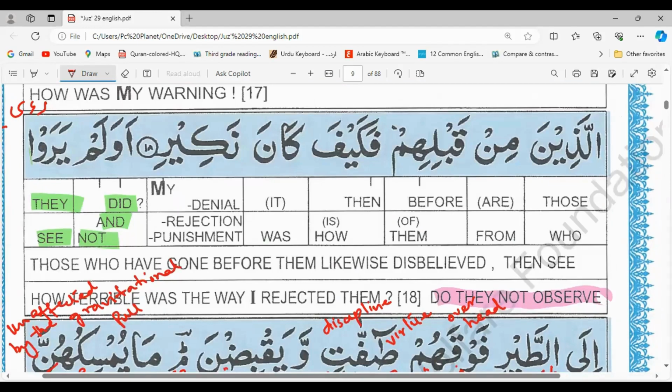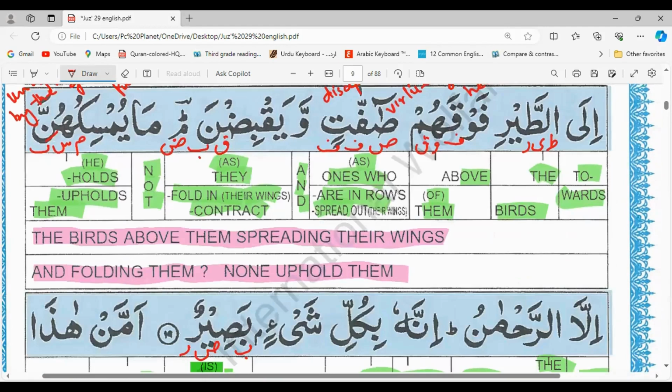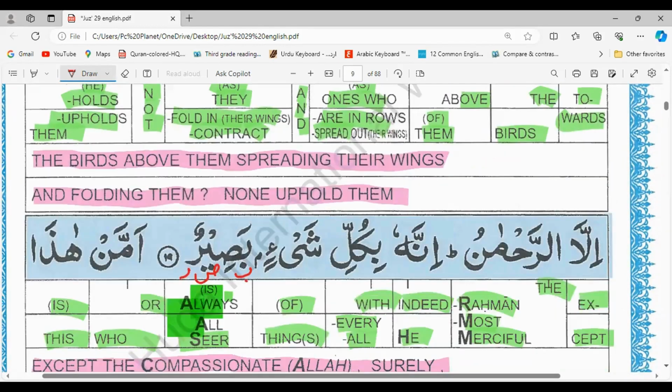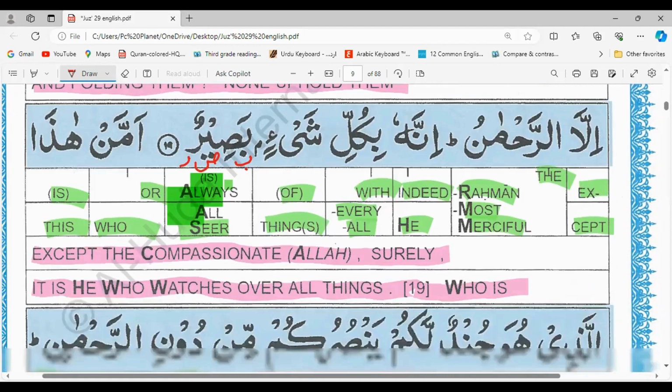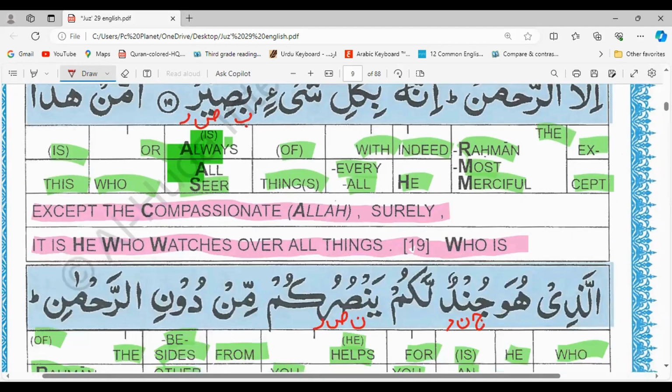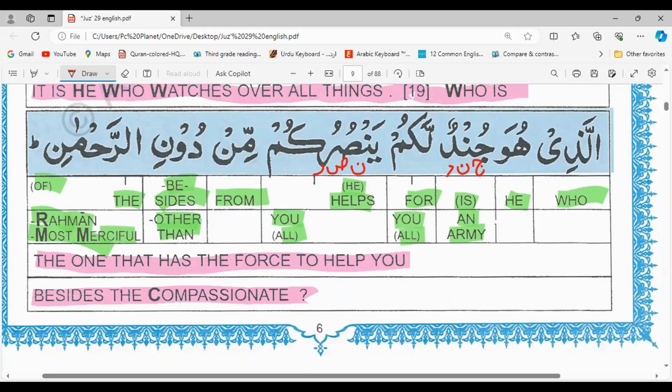Now I would start the metaphoric meaning. Do they not observe the birds above them, spreading their wings and folding them? It means that when in flight, the birds have to open and fold their wings. None uphold them except the compassionate Allah. So it is Allah subhanahu wa ta'ala who is holding them in the air like that. Surely, it is He who watches over all things. He is Basir, He is watching over all things.